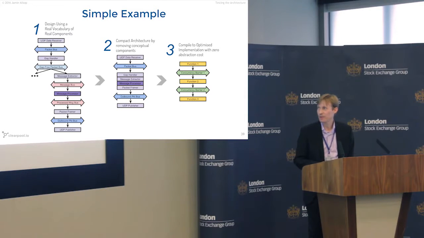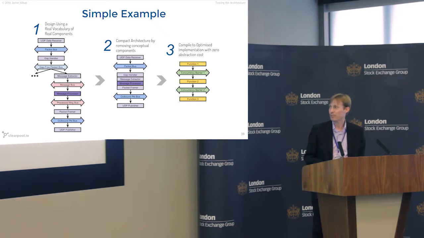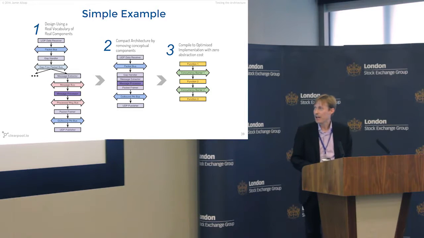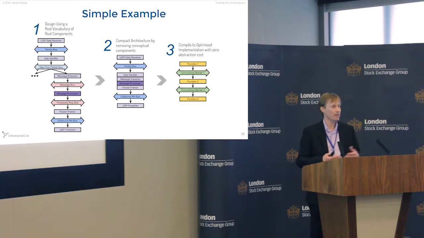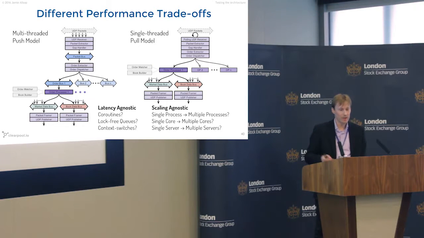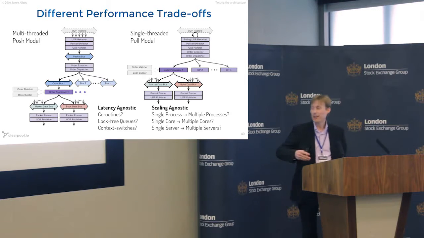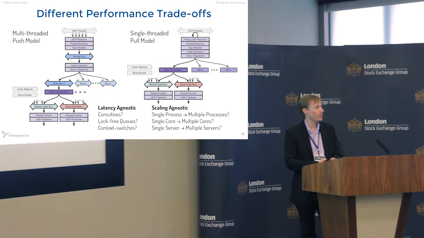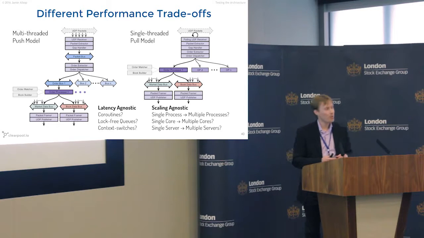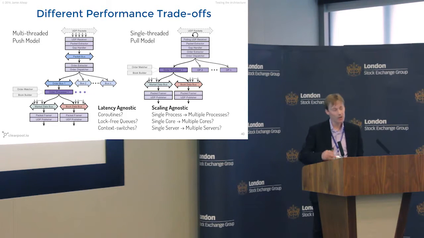Okay, so simple example. We have a vocabulary and architecture. We can compress that. We can compact it, remove the redundant words, and then we can use our compilation phase or our runtime phase to generate our optimal solution. So what we might have then, for example, is two different systems, the same building blocks, the same vocabulary, latency agnostic, scaling agnostic, across multiple servers or on a single server. Doesn't really matter, but we were able to reason about this and we can rearrange these. So these are our building blocks, right? So this is our algorithmic architecture.